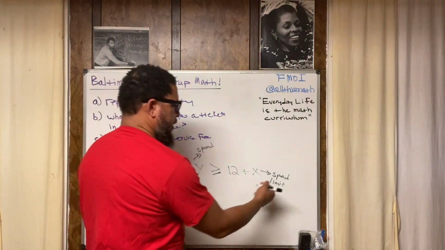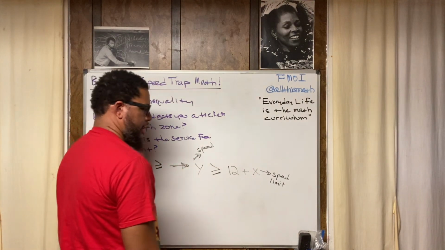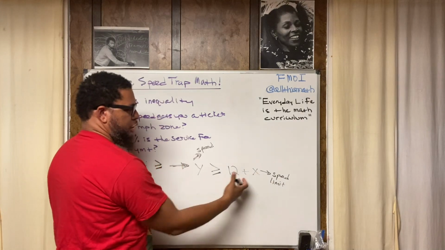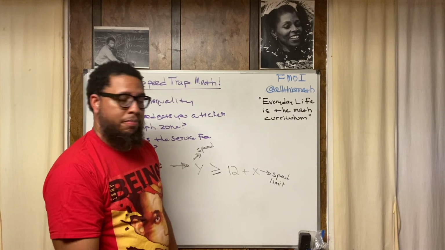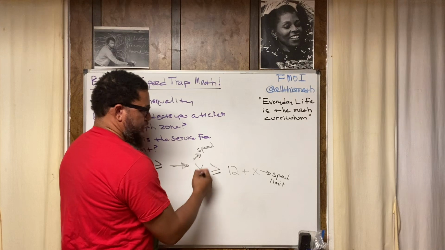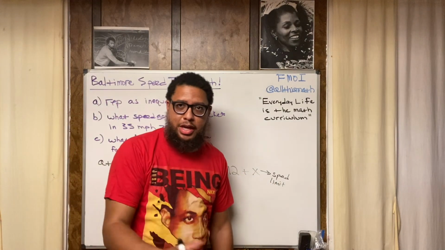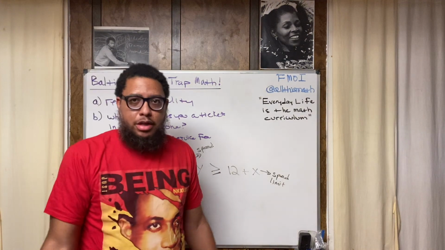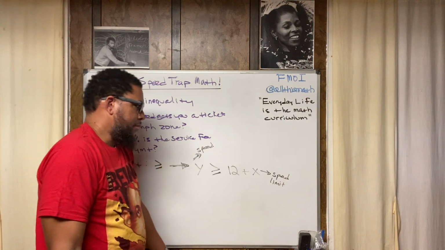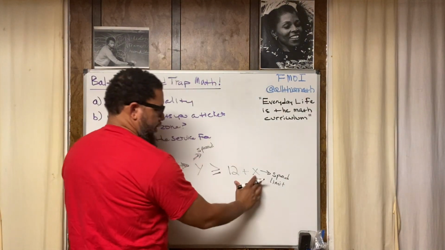So let's say the speed limit was 40, right? The speed limit is 40. I do 40 plus 12, that gives me 52. That means if my speed is greater than or equal to 52, and I ride past the speed camera, they're going to bang me, right? But this is the language of algebra.